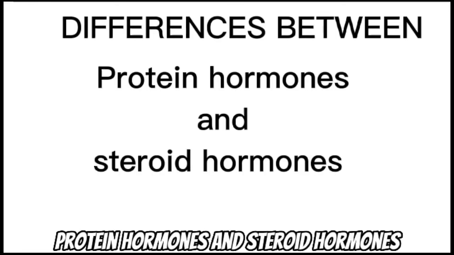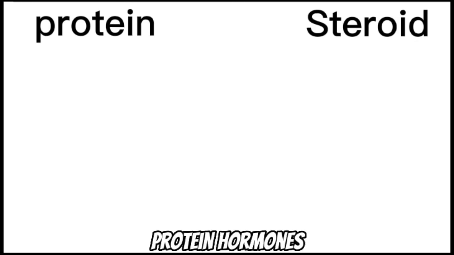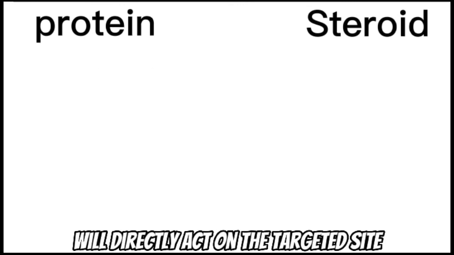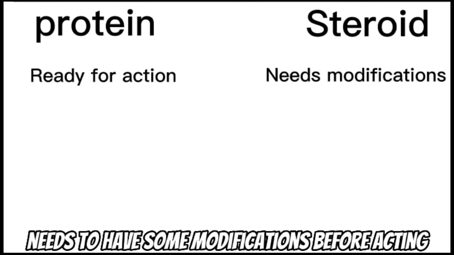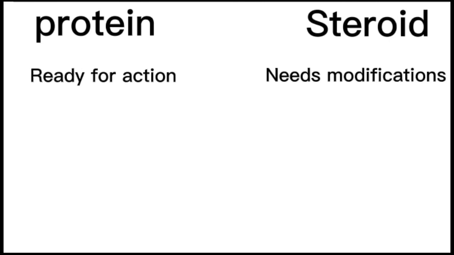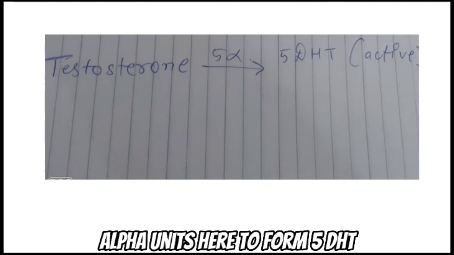Now let's discuss the major differences between protein hormones and steroid hormones. The first major difference is seen in the peripheral conversion of both hormones. Protein hormones, once attaining their final form, will directly act on the targeted site, whereas steroid hormones need to have some modifications before acting. For example, testosterone needs to be reduced by 5 alpha reductase to form 5-DHT.